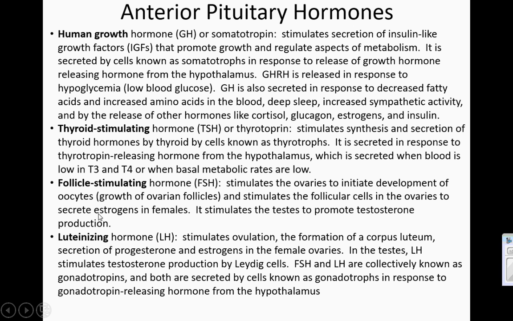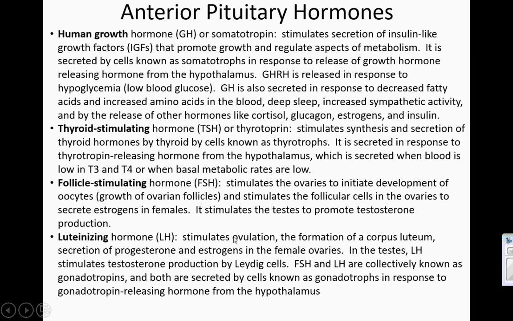Okay. Follicle-stimulating hormone stimulates ovaries to initiate development of the oocytes, which are egg cells that develop in bubbles called ovarian follicles. It also stimulates follicular cells, or cells in the ovaries, to secrete estrogens in females. Okay. That's what it does in females. Men don't have ovaries. We have testes, and we produce testosterone in our testes as a result of FSH secretion.